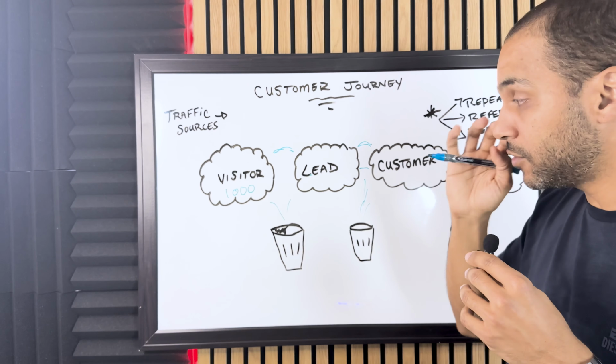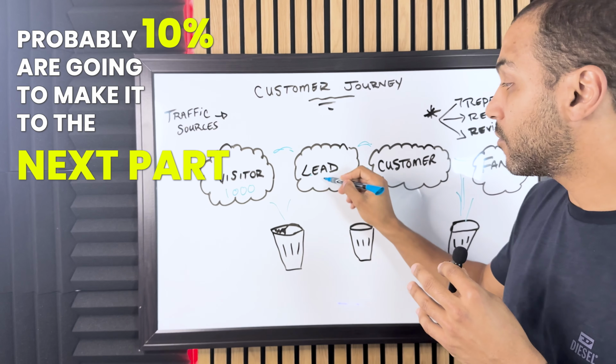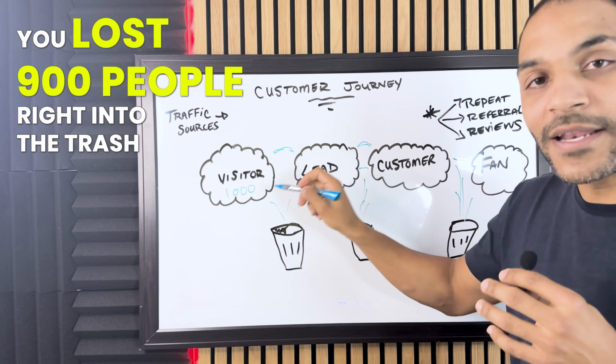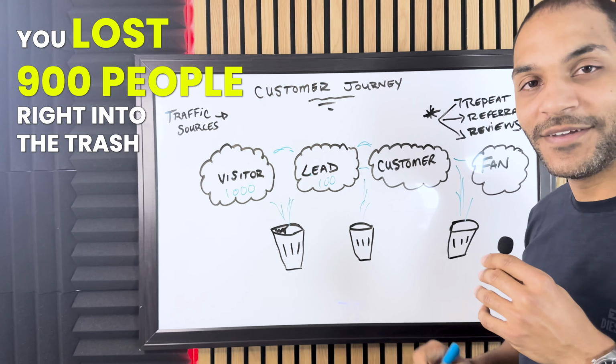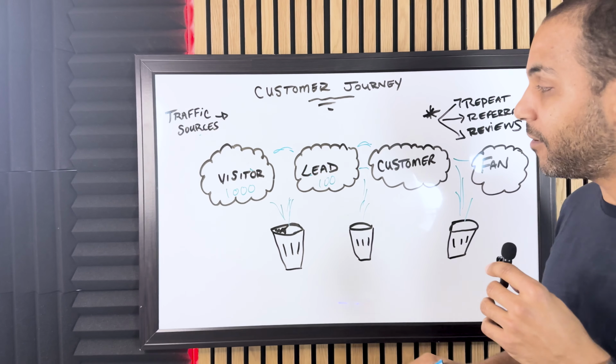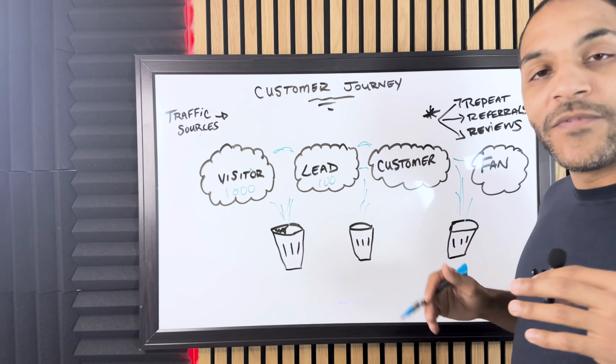Now you have 1,000 visitors, and out of those 1,000 visitors, probably 10% are going to make it to the next part. So that means 100 are turning into leads, okay? So that means you lost 900 people right into the trash. That's a lot of people, right? That you paid for to get to here that didn't make it to the lead part. But for all things being equal, let's say 100 leads is pretty good and you're feeling good about yourself.